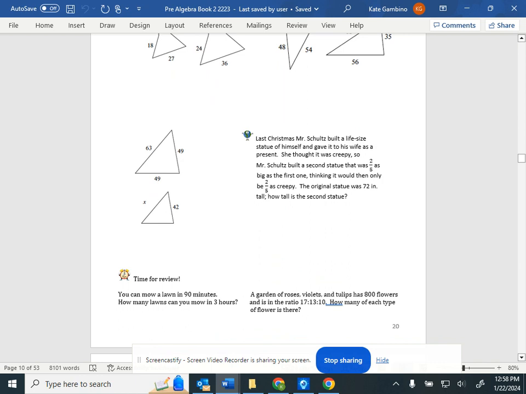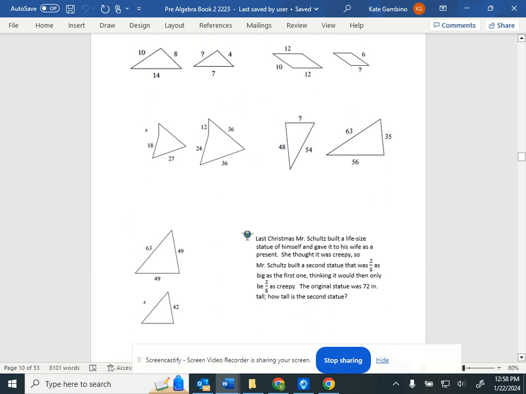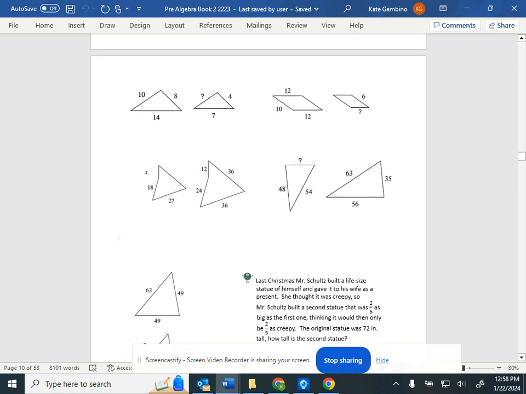Then you do have to answer this question about last Christmas. Mr. Schultz built a life-size statue of himself and gave it to his wife as a present. She thought it was creepy, so Mr. Schultz built a second statue that was 2/5 as big as the first one, thinking that it would only then be 2/5 as creepy. Still creepy. The original statue is 72 inches tall. How tall is the second statue? You need to find that. If you need to draw pictures to help you figure out how to do that, do your review questions at the bottom. Grayson, can you keep the phone up there so I don't forget it?